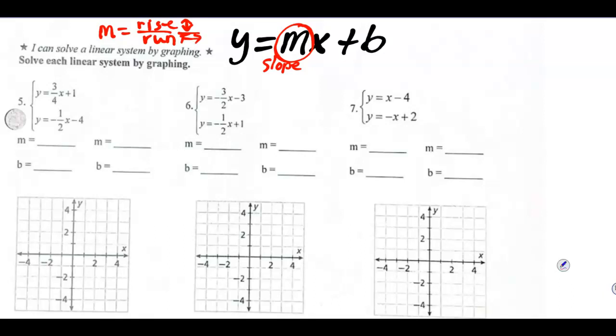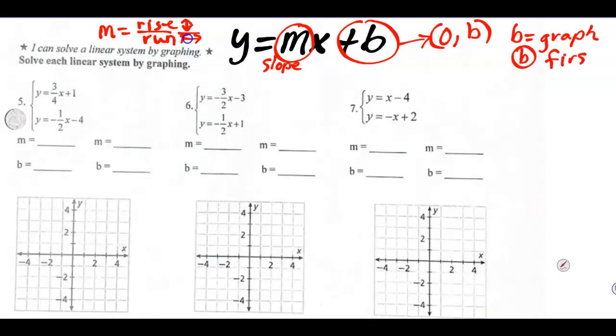The next piece of this, the only other piece we need, is the b. So this b over here tells us what our first step is going to be. Our b is given as 0, comma, whatever the number for b is. It's going to be an ordered pair. So what we do with that is, we graph that point first. So there are 2 steps only to graphing in slope-intercept form. We want to write these steps down.